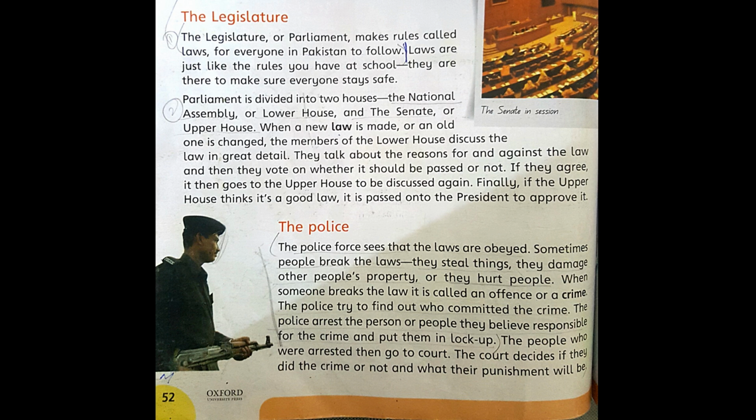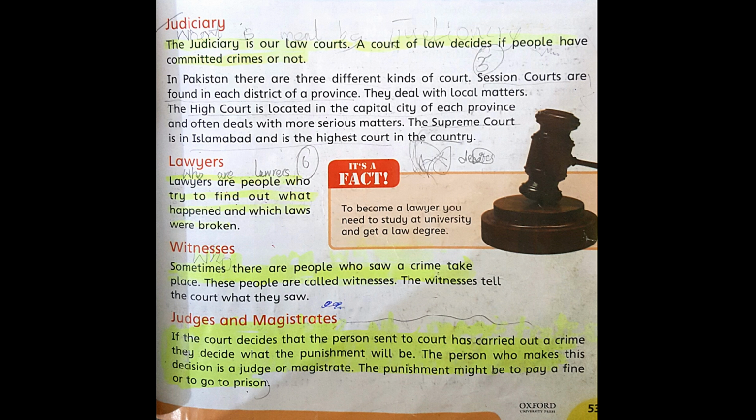What is the duty of police? The police try to find out who committed the crime. The police arrest the person or people they believe responsible for the crime and put them in lockup. The people who were arrested then go to court. The court decides if they did the crime or not and what their punishment will be. Now page number 53. Judiciary. What is meant by judiciary? The judiciary is our law courts. A court of law decides if people have committed crimes or not.